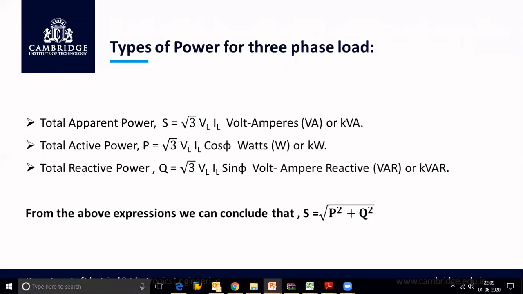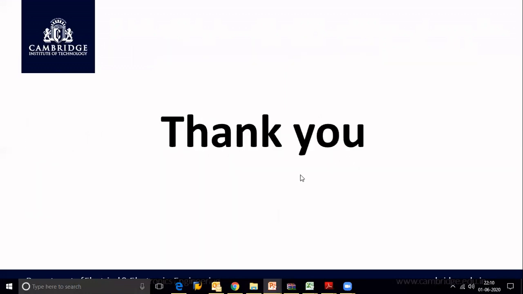And the phasor sum of this active power and reactive power is called apparent power. Therefore, for three-phase circuits, we represent apparent power as capital S, that is equal to root 3 VL IL, whose unit is volt amperes, that is VA or kVA. So finally, we can represent that S is equal to square root of P square plus Q square, which concludes that apparent power is the phasor sum of active power and reactive power. So these are the different types of powers for three-phase loads.